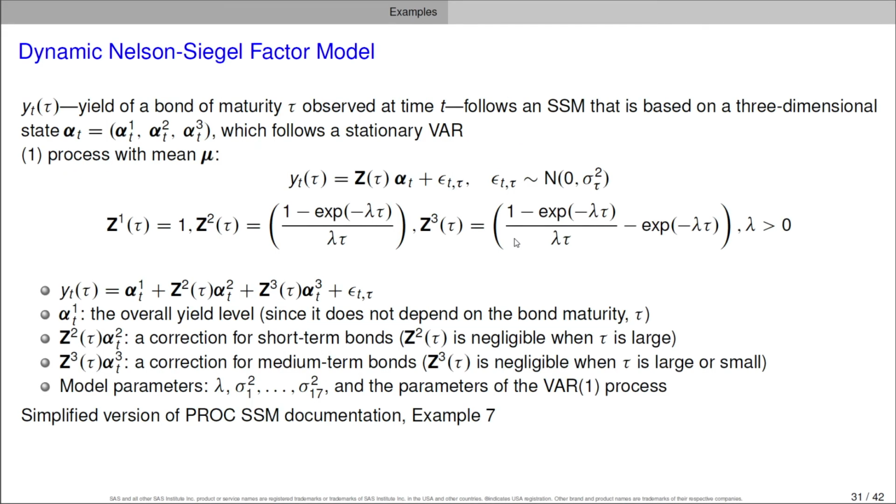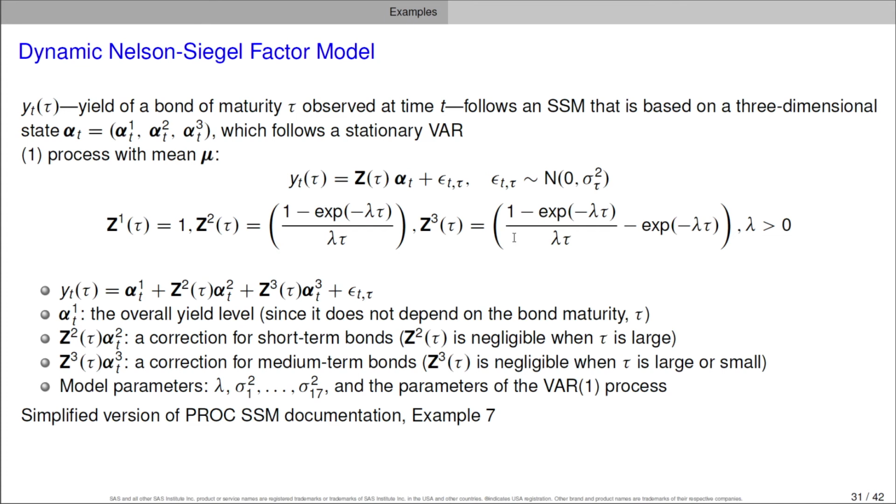Yield surface modeling is an important problem for econometricians, and many models have been suggested. A model called the dynamic Nelson-Siegel model, which has a few different variants, has shown good promise in this area. We will use PROC SSM to fit a version of this model. In order to specify this model, we will need some notation.